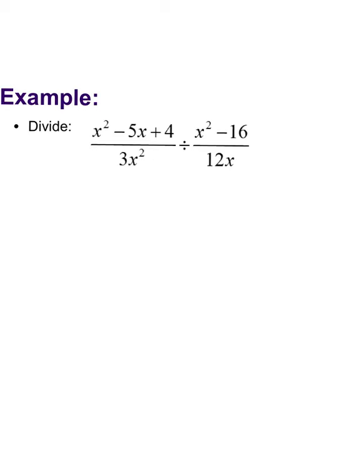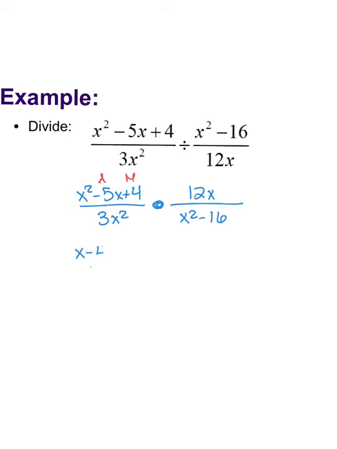If I look at the second example, again, the first thing I notice is it says divide. So it's keep, change, flip. I'm going to keep the first fraction as is. I'm going to change the division to multiplication, and I'm going to flip the second fraction. Now I factor. For the first numerator, I'm looking for numbers that add to -5 and multiply to 4. So x minus 4, x minus 1.